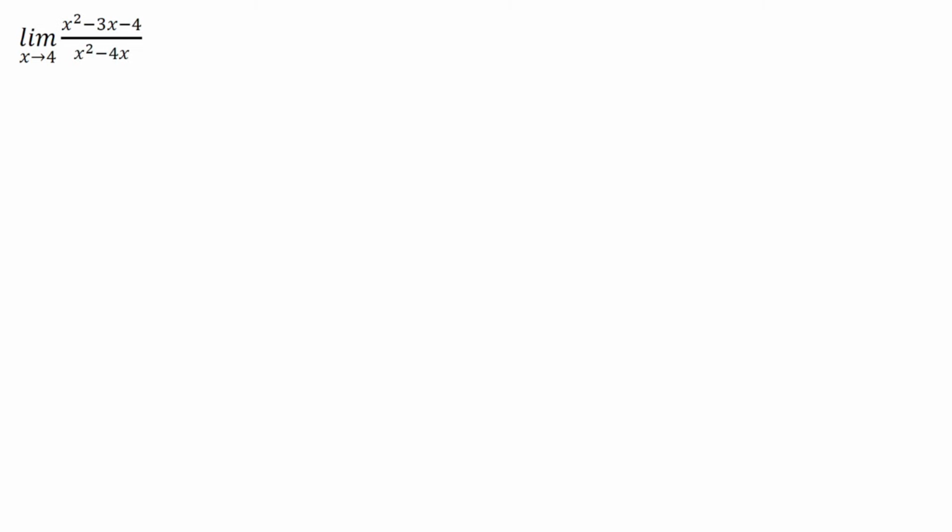All right, for our next one here, we've got the same function, x squared minus 3x minus 4 over x squared minus 4x, but this time we're evaluating it as x approaches 4. So that's going to be 16 minus 12 minus 4 over 16 minus 16, which is 0 over 0. So you can use L'Hopital's rule, or you can factor. I think this time we'll just do this one with factoring.